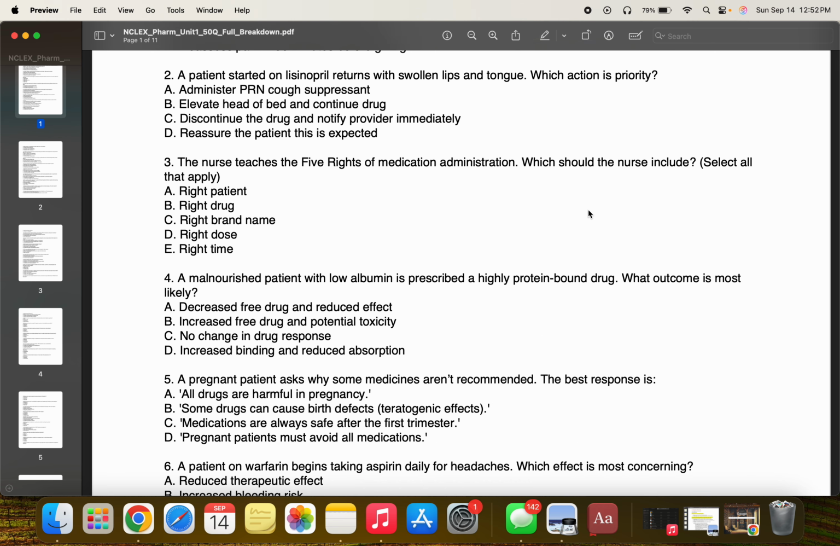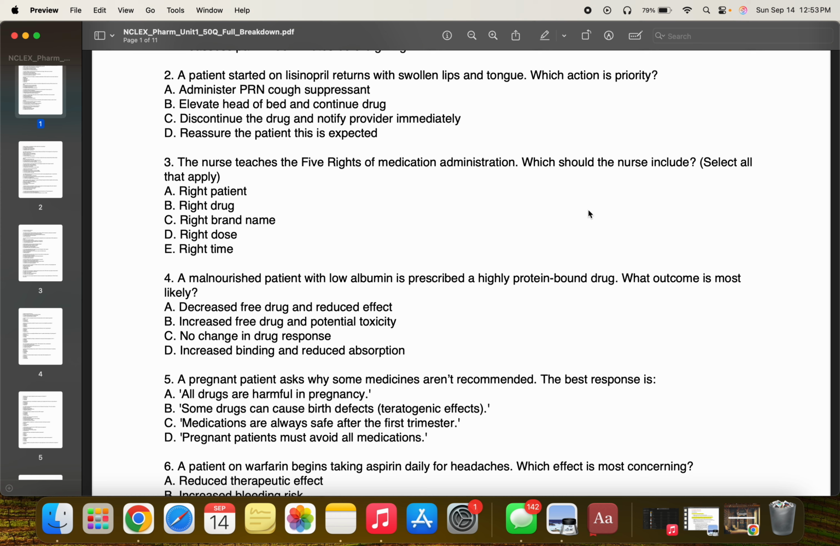3. The nurse teaches the 5 rights of medication administration. Which should the nurse include? Select all that apply. A, right patient. B, right drug. C, right brand name. D, right dose. E, right time. The answer is A, B, D, and E. Right brand name is not in there.